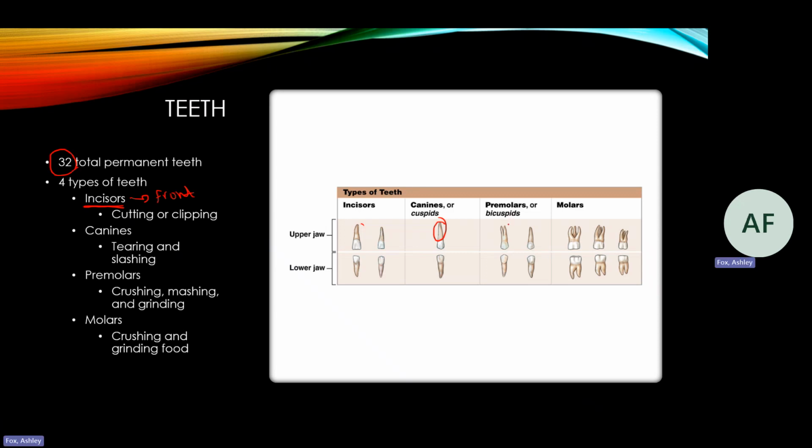Then next we have premolars. They're also called cuspids and bicuspids. Some of these can have 2 roots. You can also have 1 root, but you can have 2 roots. So you can see 1 root here and 1 root here. Those are more for grinding and crushing. So they're flat. Canines are more pointed, while these can be a little flatter.